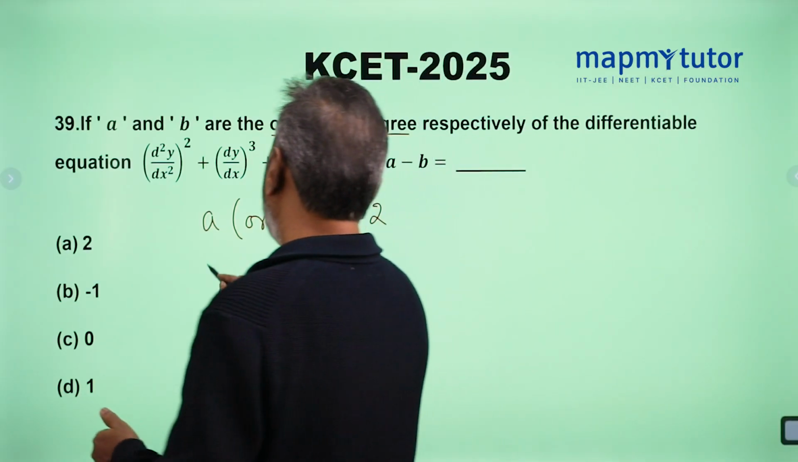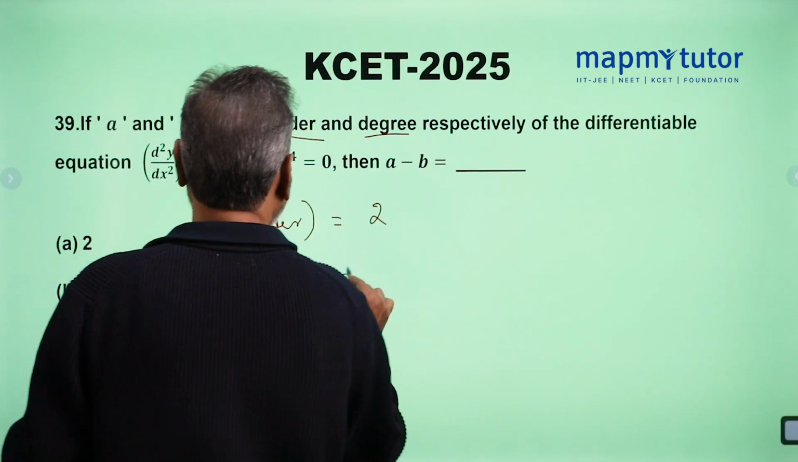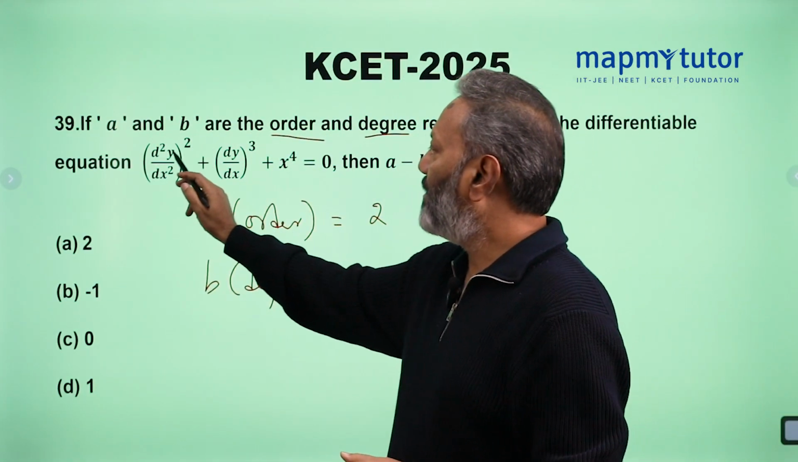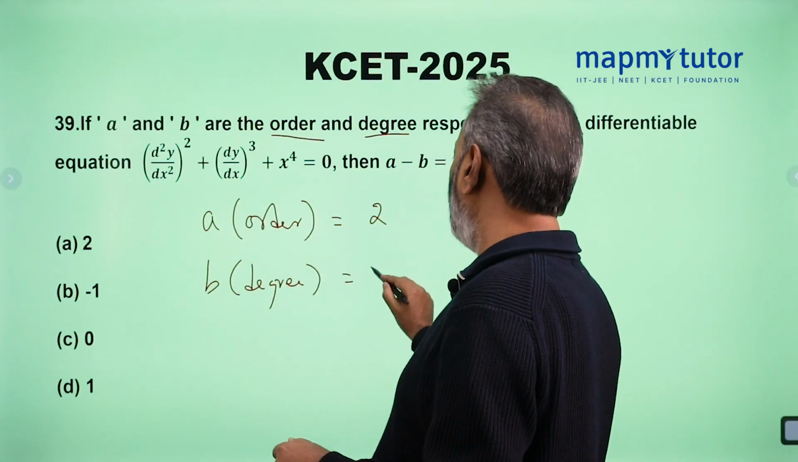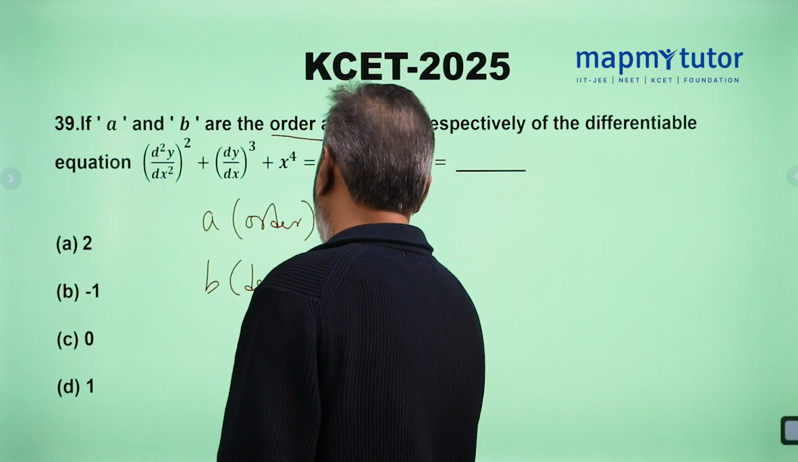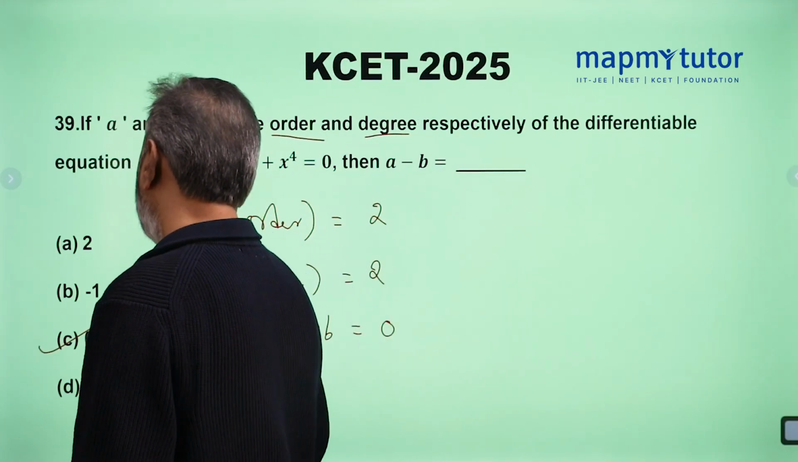Come, B, degree. What is the degree of the differential equation? That is the power of the highest order derivative. Here, d square y by dx square is the highest order derivative. Its power is 2. So, b is 2. And they are asking a simple calculation. A minus b. 2 minus 2. 0. 0 is the answer.